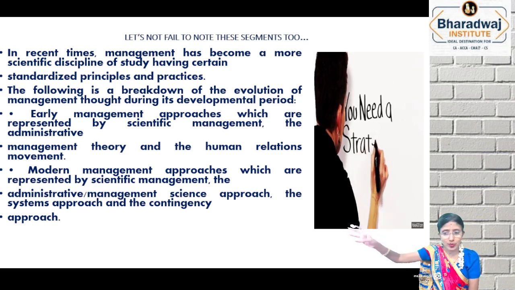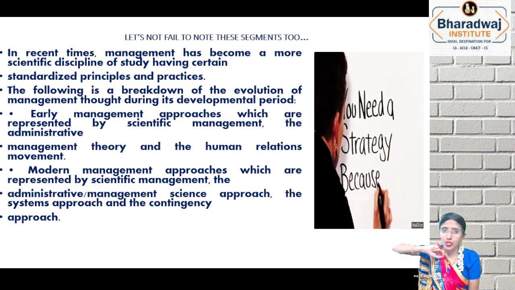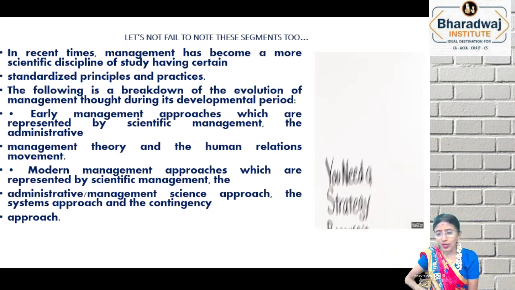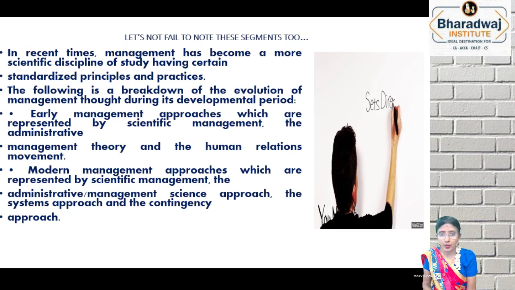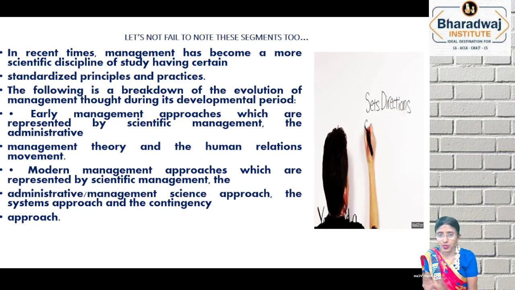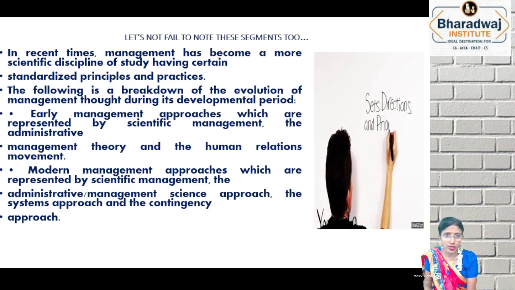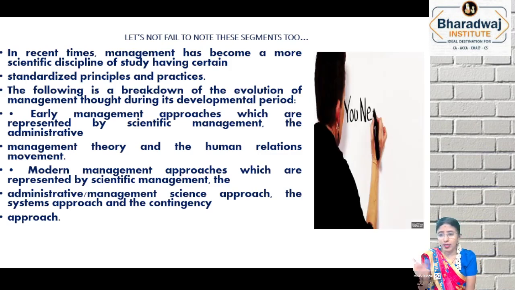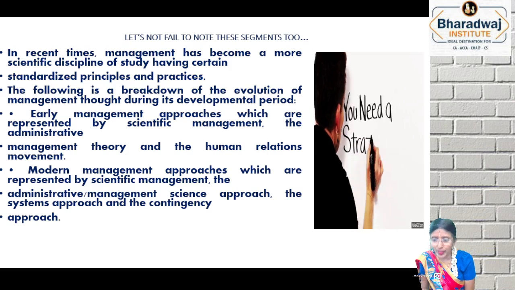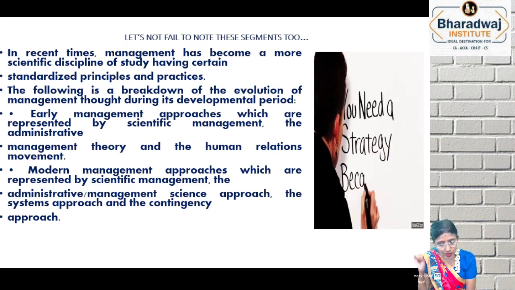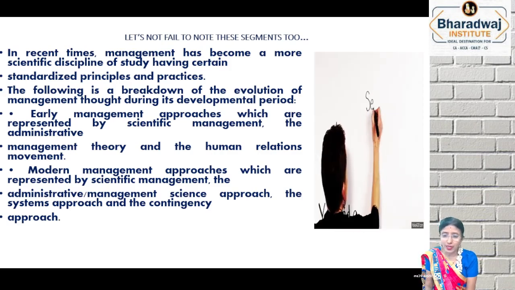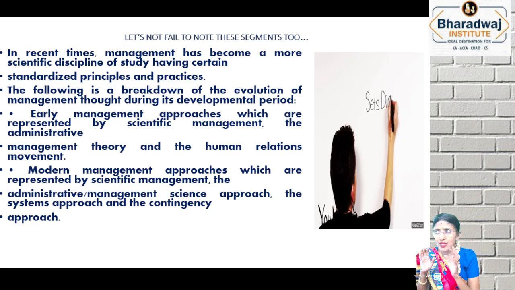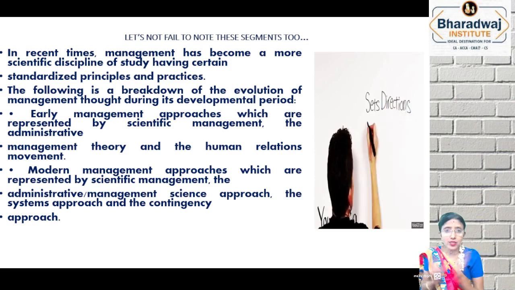Scientific management was given by Taylor, administrative management by Fayol, and human relationship management. There are experts like Elton Mayo. You don't have that in your syllabus, that's why it's not discussed. They have given this human relationship movement, an early management approach. In modern management approaches, we still have scientific management and administrative management, but now it is more of the systems approach and the contingency approach.